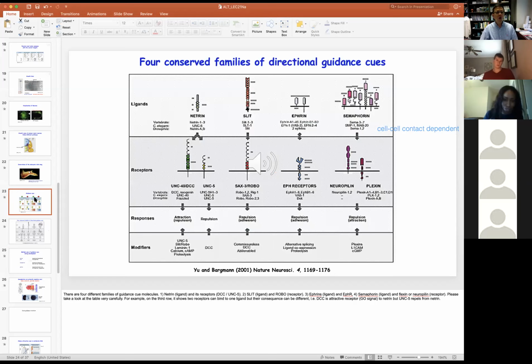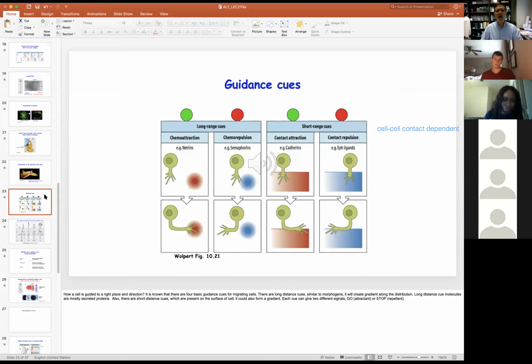Okay, so long range is something that's secreted out, the ligand that is produced by the cell, and basically, let's say, the extracellular matrix is a long range cue, isn't it? So that is secreted outside. And then the short range cue is something expressed on the cell surface. When they bump into each other, they will know whether that is attractive or repulsive. So that's why they call it a short range cue. Okay, good.